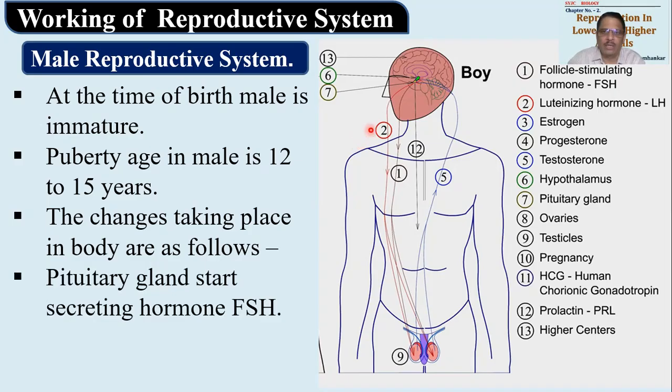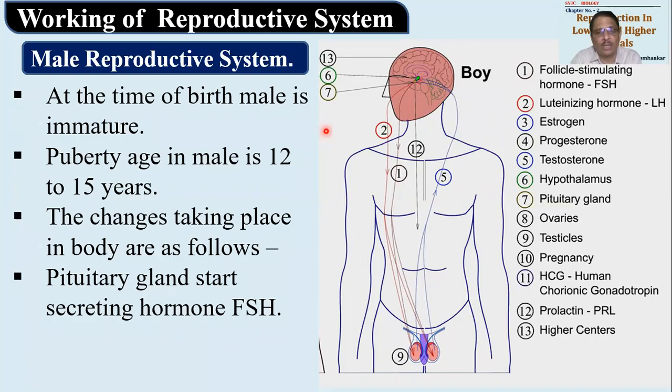Now, what is the pituitary gland? This is a part of the brain, the lower portion of the brain. You can see this green structure; it is considered the pituitary gland. It is the master gland of the body. This gland is responsible for secreting a hormone called FSH, that is, follicle stimulating hormone.